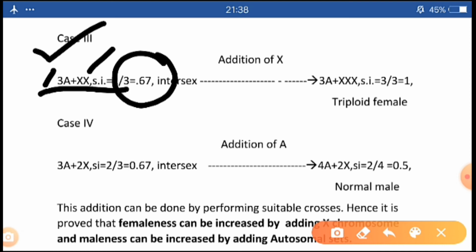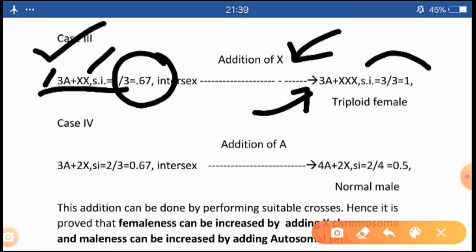Okay, and if we increase X, it will be 3A plus 3X, and the index will be 3 by 3 equal to 1. That is triploid female. That is, an intersex Drosophila can be converted into female Drosophila by adding X.